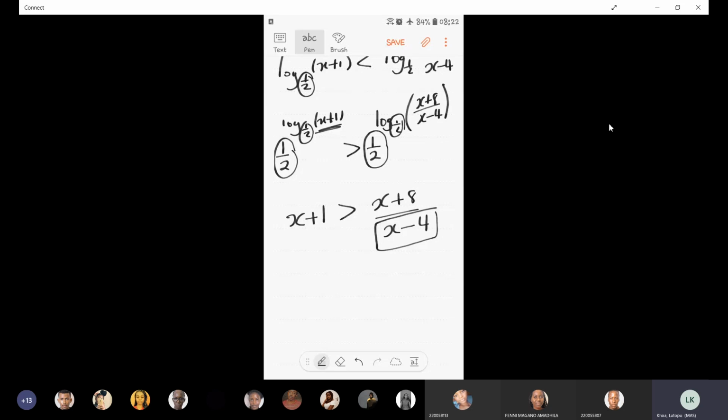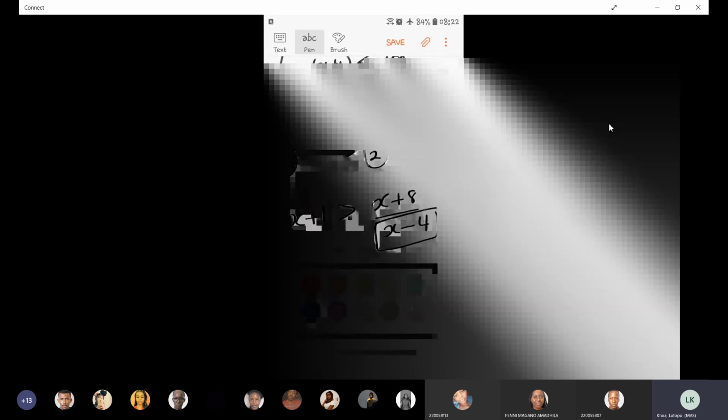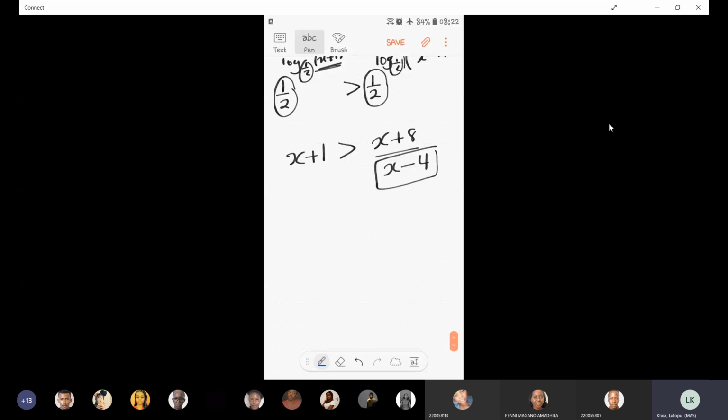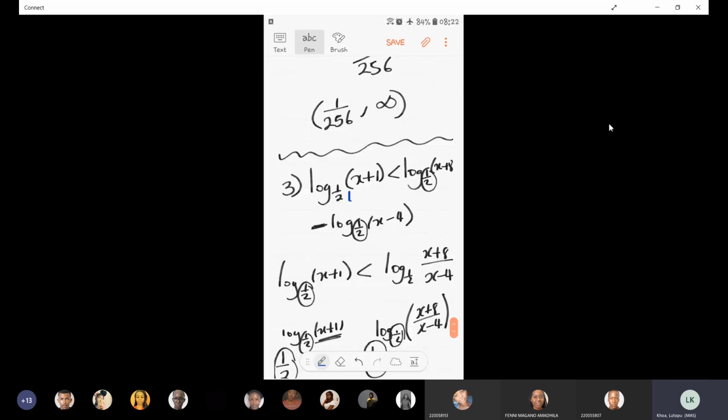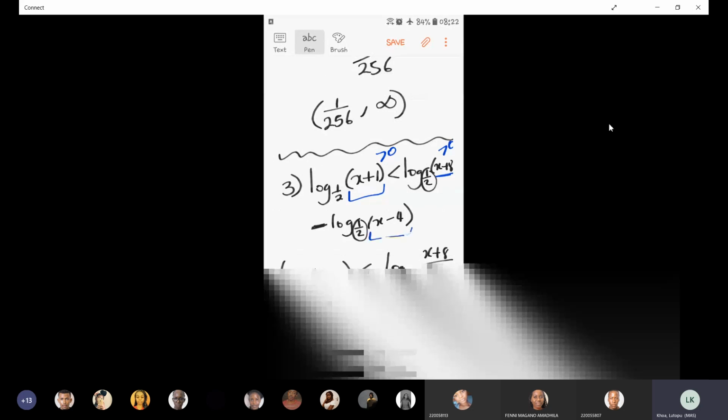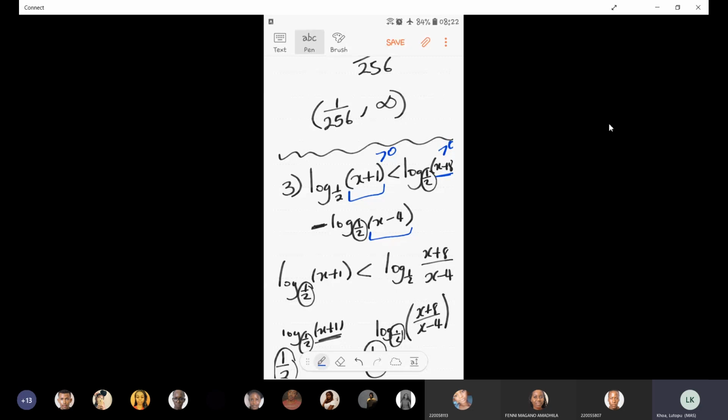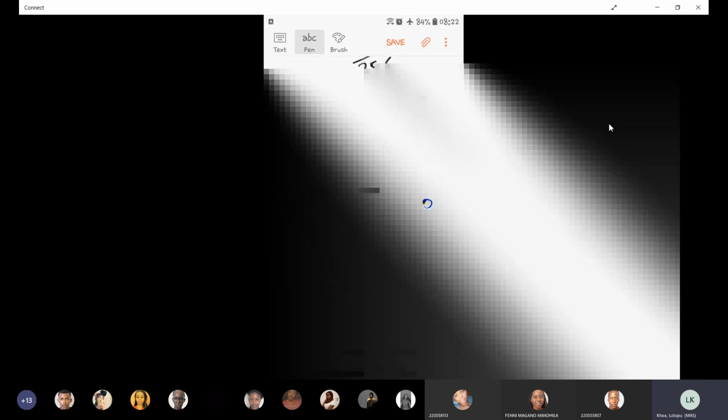Now the reason I know that it is positive, here I need to backtrack a little bit. Let's go to the question. Now if you look at my question over here, this x plus 1 is an argument. Because it is an argument, it must be greater than 0. This x plus 8 is an argument. Because it is an argument, it must be greater than 0. Otherwise, the logarithm is not defined. Same thing over here. This x minus 4 is an argument, which means that it must be greater than 0.